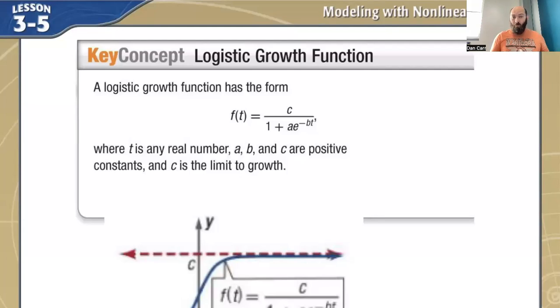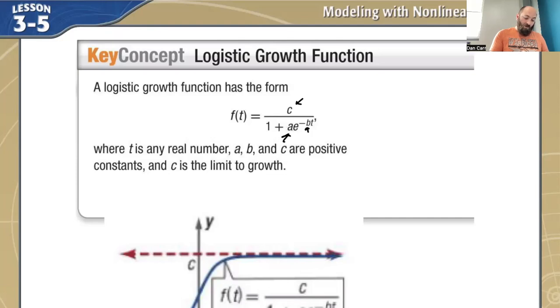We're going to continue with our modeling with nonlinear regressions, but we're going to be looking at one specific model today, and that is called the logistic growth function. So that's this function right here. f of t equals c divided by 1 plus a times e to the negative bt. So a, b, and c are my parameters. T is usually, with these types of modeling equations, going to represent time. That time could be different depending on what you're analyzing. But a, b, and c are all constants that would go in for those values.